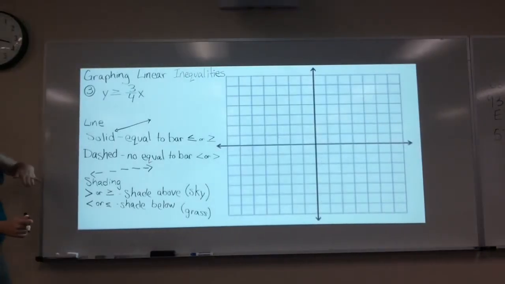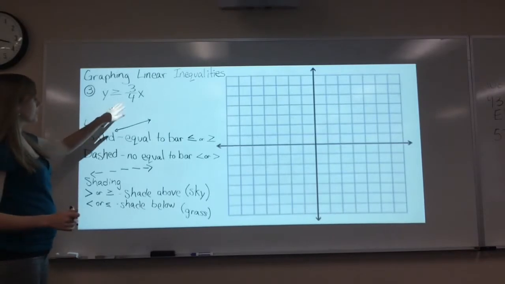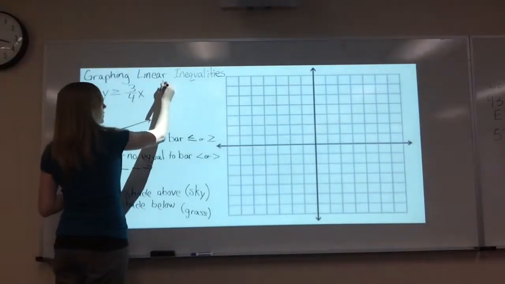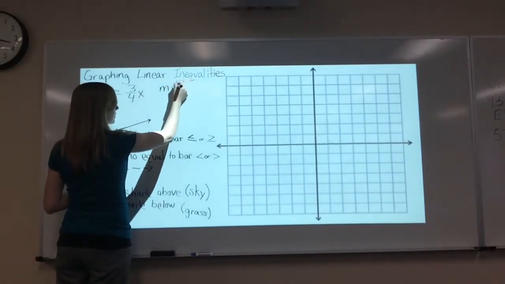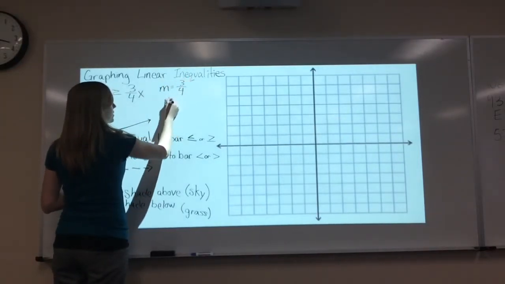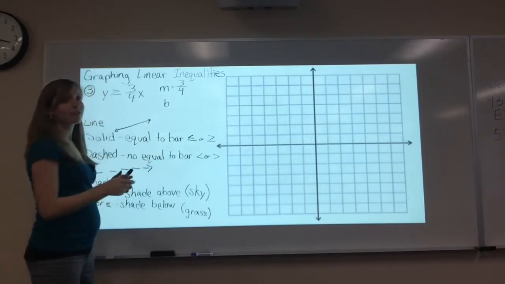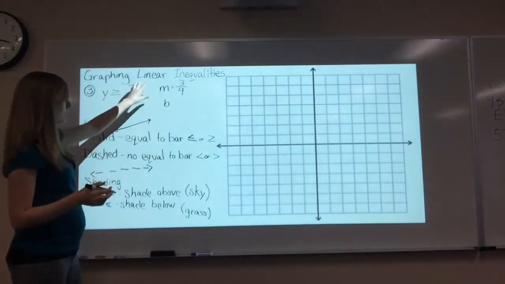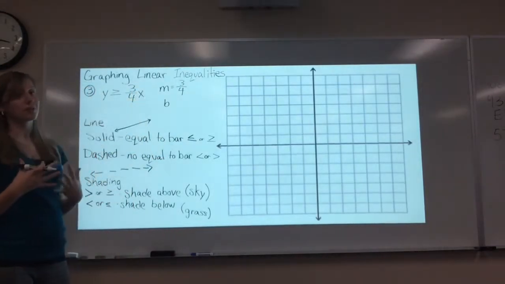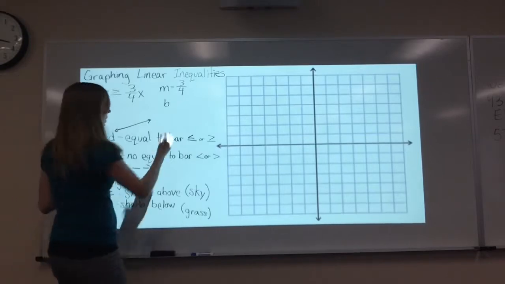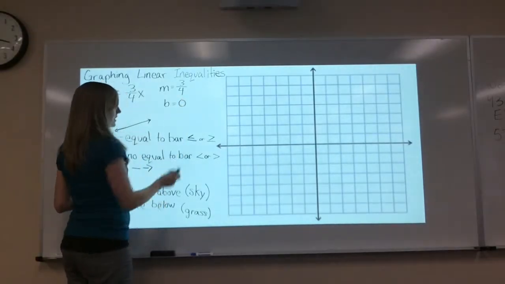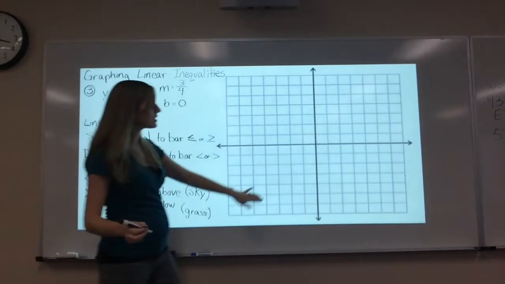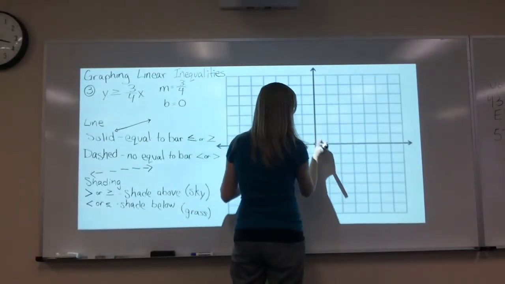Okay, for problem number 3, y is greater than or equal to 3/4 x. To graph this, start with the slope. Our slope is 3/4. Our y-intercept, because there's nothing after the slope, remember, if there's nothing there, the number that represents nothing is 0. So our y-intercept is 0, which means our first point goes at the very center at 0.